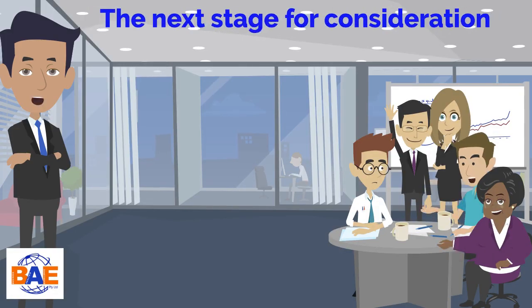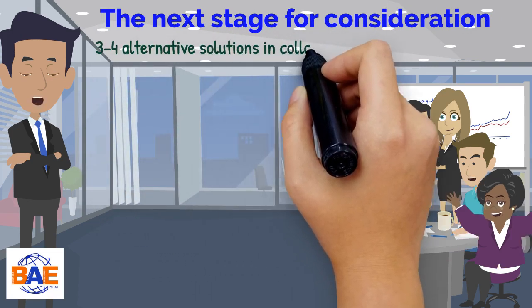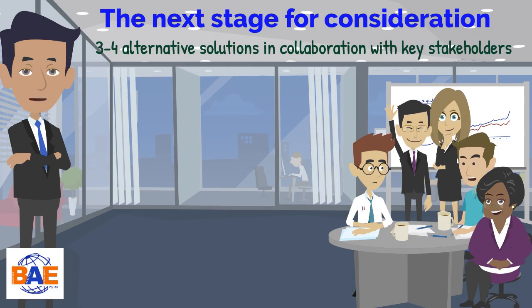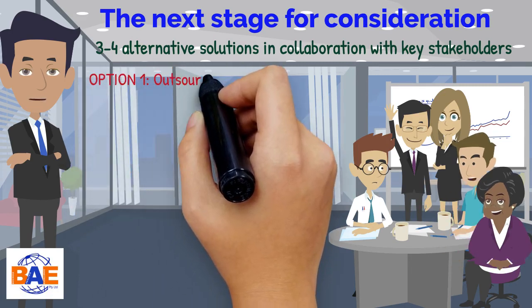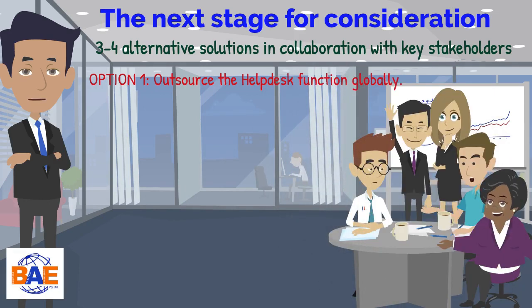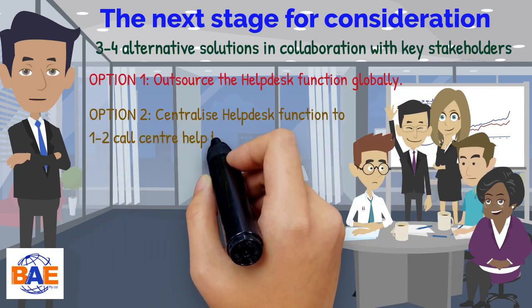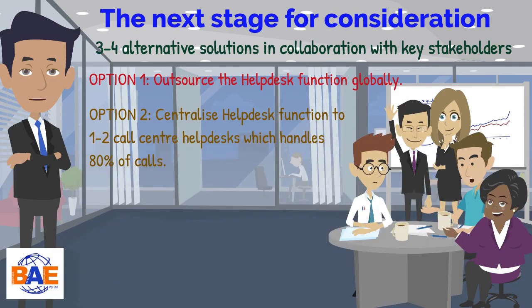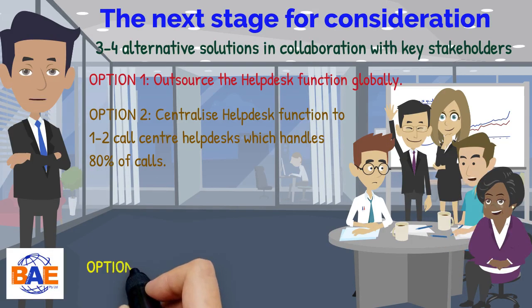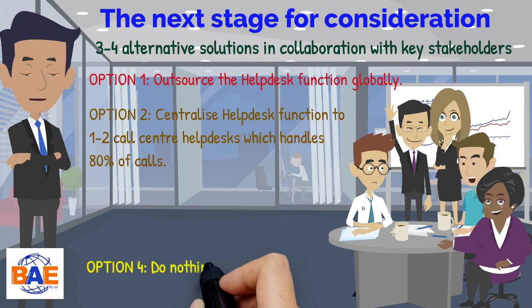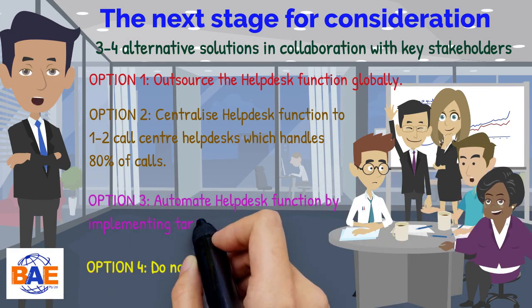The next key stage for consideration would be to come up with the 3 to 4 alternative solutions or approaches to solve the business problem identified. This should be done in collaboration with the key stakeholders supporting and working towards building this business case. In our example, 4 alternative approaches or solutions could include: first option, outsource the help desk function globally. Second option, centralize the help desk function to 1 to 2 call center style help desks, which solves 80% of all calls. Third option, automate the help desk function by implementing targeted artificial intelligence solutions. And fourth option, do nothing.